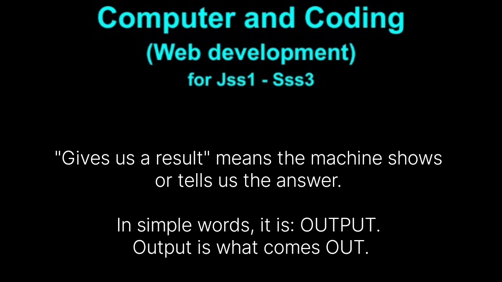So the final result from when we input data, when it's being processed, when it's being stored, is the output, which the computer will actually bring out for us to see. I'm going to give an example and explain it to you so that you can understand all we have been talking about.